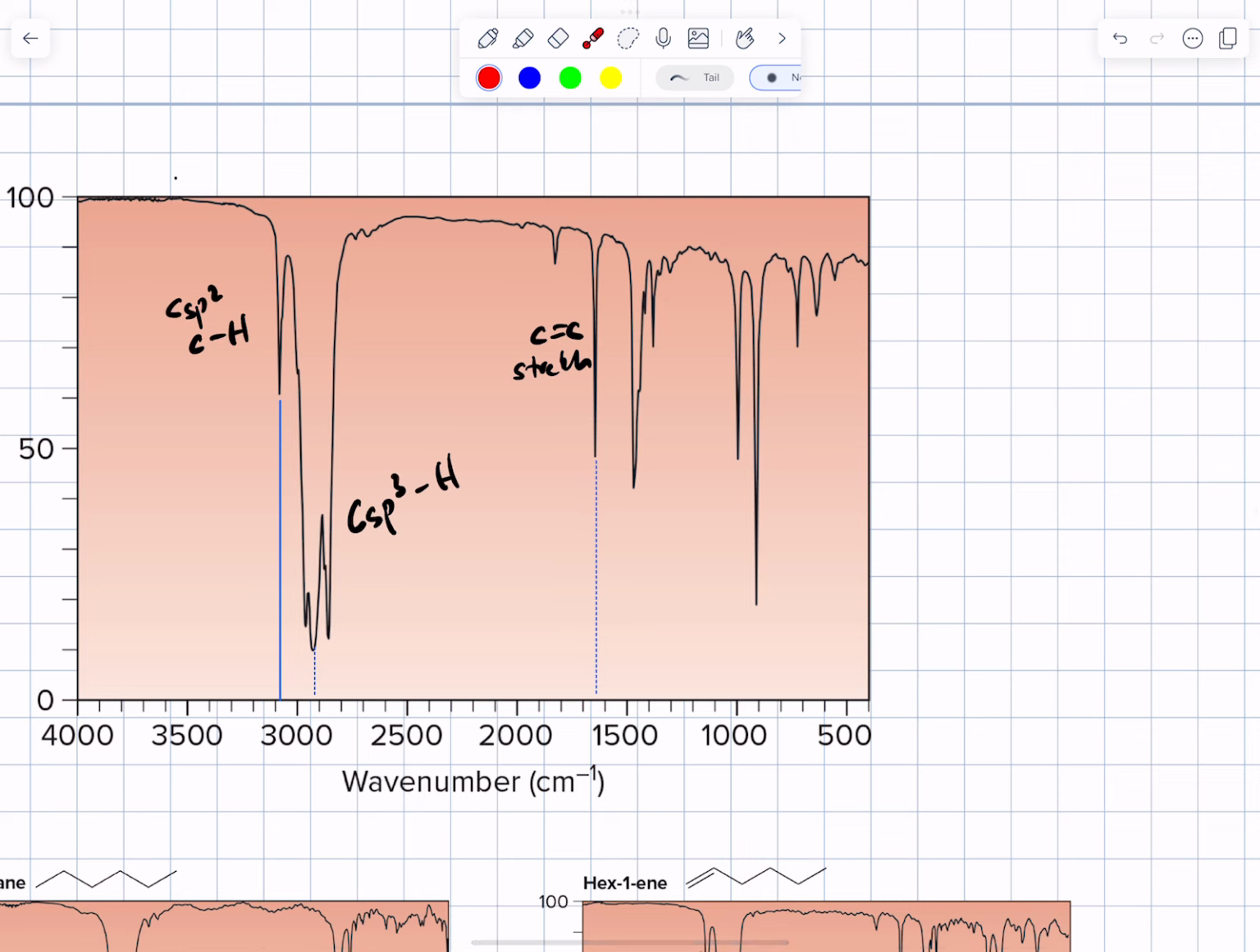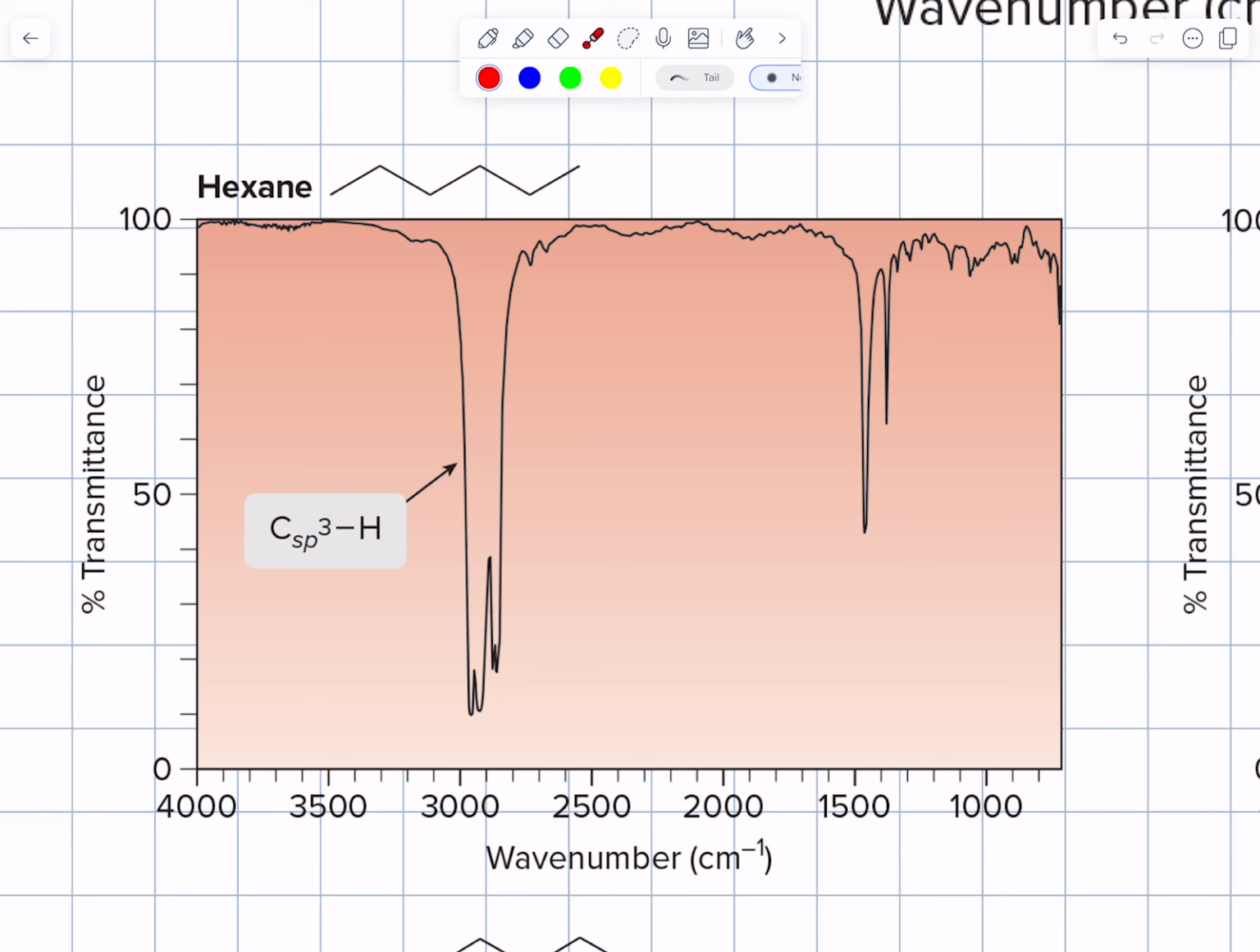So let's just show you some examples of key functional groups, and then we'll work on a problem. Then I'll show you a problem where we're going to use some of the information in an IR spectrum to determine the outcome of a reaction. So here is hexane. Nothing to see here, folks, except for the large peak for CH bonds at around 3,000 inverse centimeters.